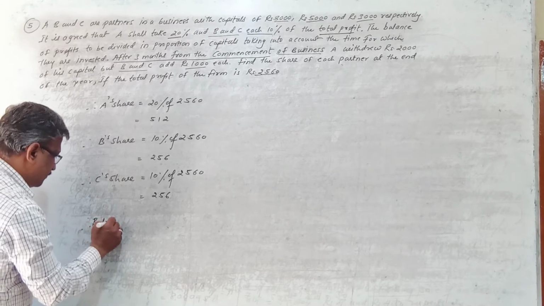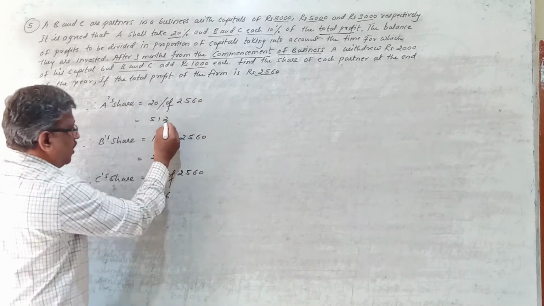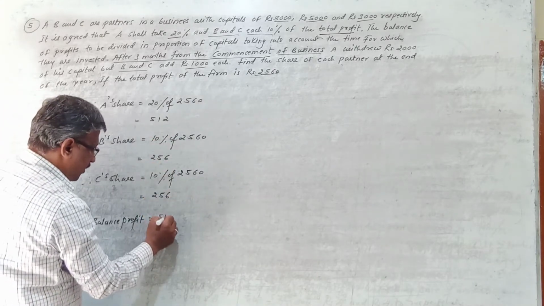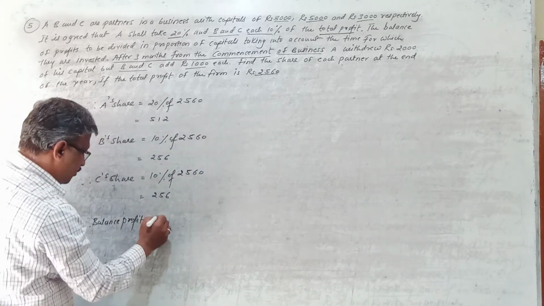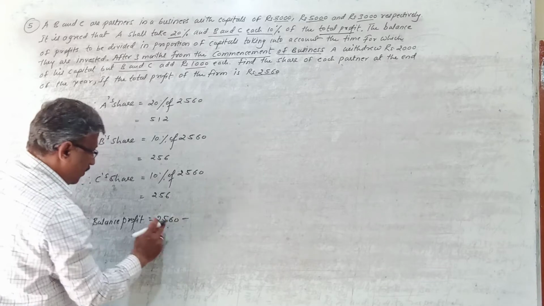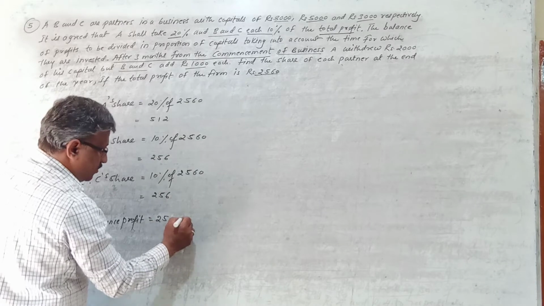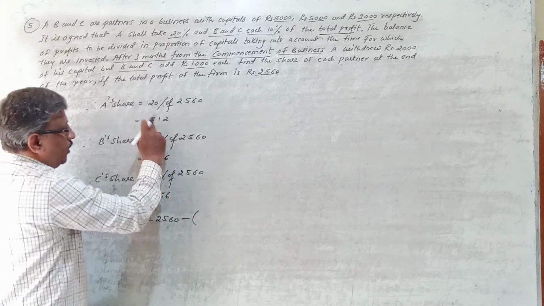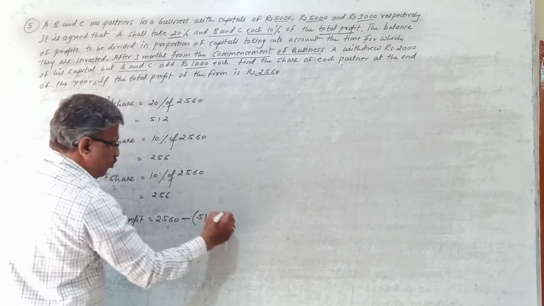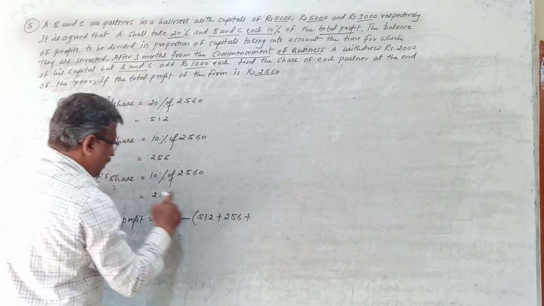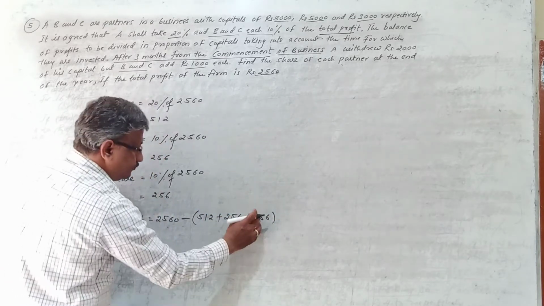So balance profit is equal to... Now make the total of these three. What is the total profit here? 2,560 rupees. From the 2,560 rupees total profit, we have to pay these shares. So 2,560 rupees minus, in brackets: to A we have to pay 512, to B we have to pay 256, and to C we have to pay 256 rupees. Right?